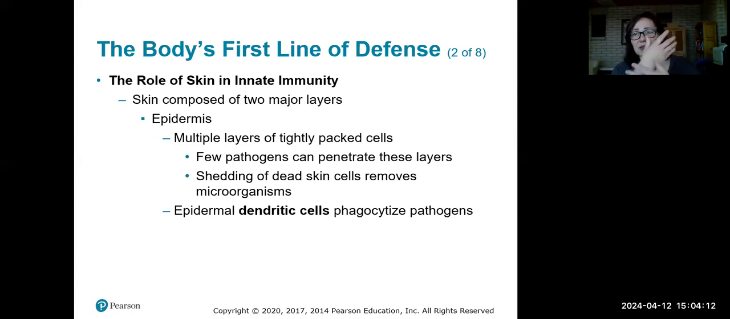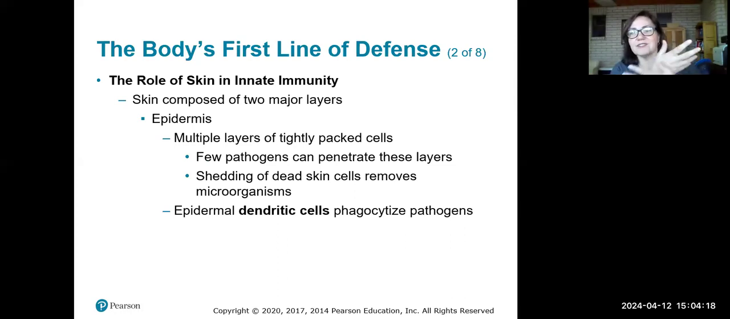And we're constantly shedding cells, and one argument for the evolutionary significance of shedding cells all the time is that it's hard for parasites to hold on to us because we keep dropping them off.